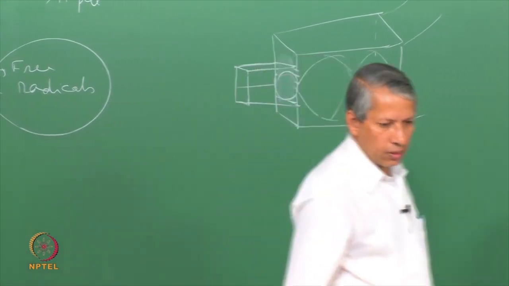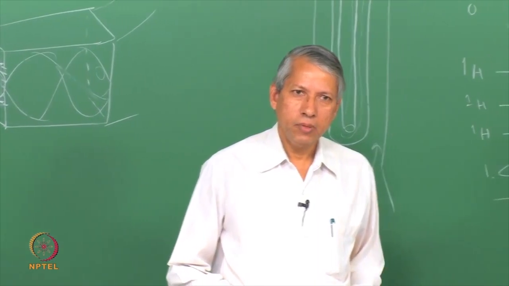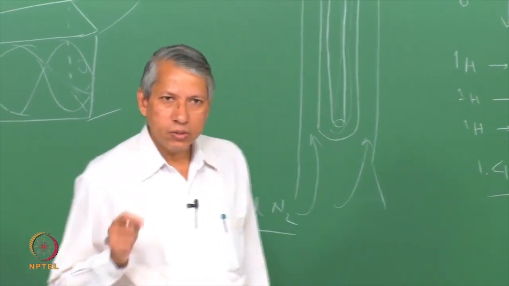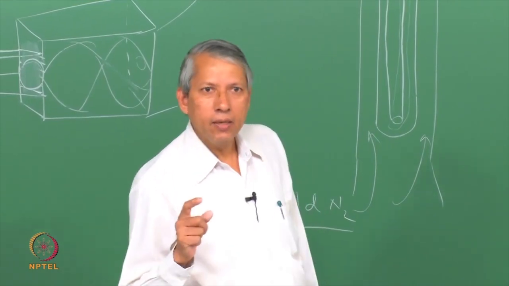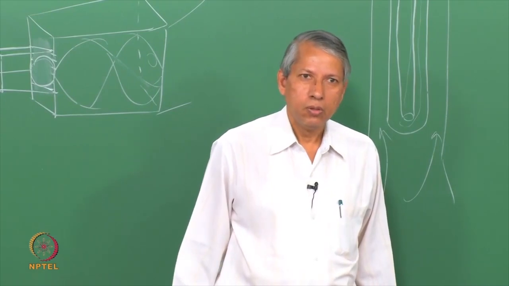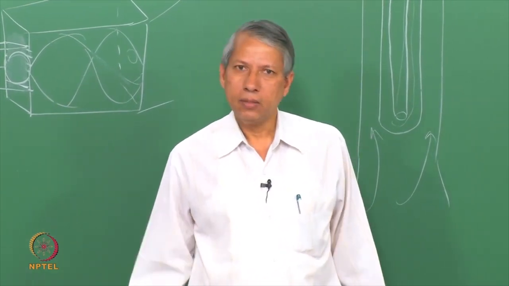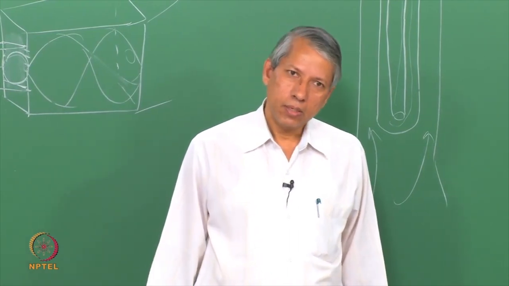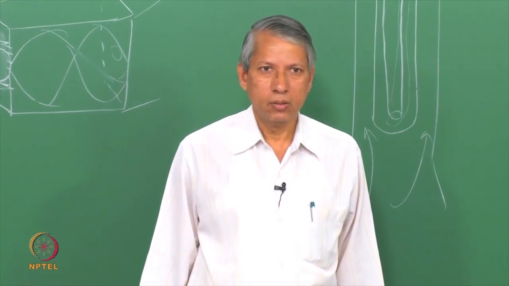So, here comes the other technique. Even if the radicals do not live for a long time, if I allow them to react with something else to produce some other radical, and if that radical has a sufficiently long lifetime, then we could probably detect those secondary radicals, try to understand the reaction mechanism, and make some guess about what the original radical was.